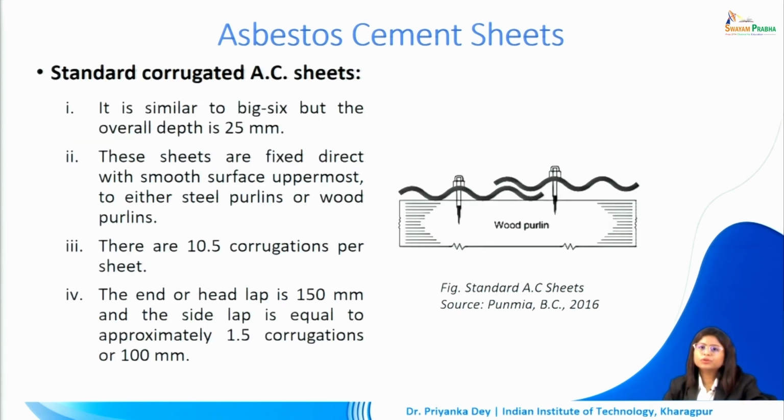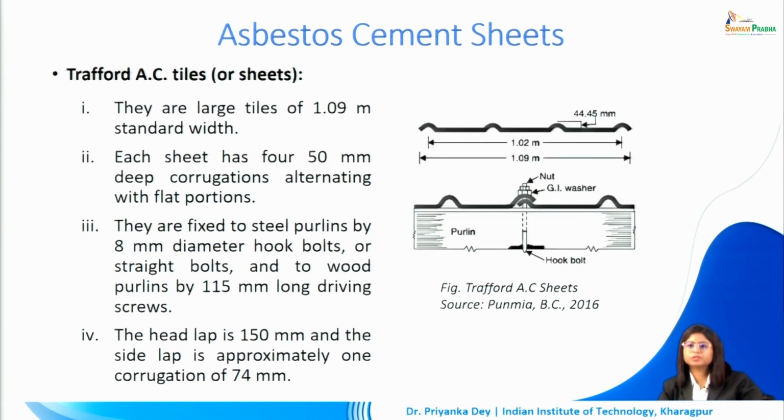The standard corrugated AC sheet is similar to the big 6 one. Here the overall depth is 25 mm. These sheets are fixed directly with smooth surface uppermost to either steel purlins or wooden purlins, and they, unlike the previous big 6 example, have 10.5 corrugations per sheet. Now the head or end lap is 150 mm and the side lap is equal to approximately 1.5 corrugation as depicted here. So this 1.5 corrugation can be up to 100 mm approximately.